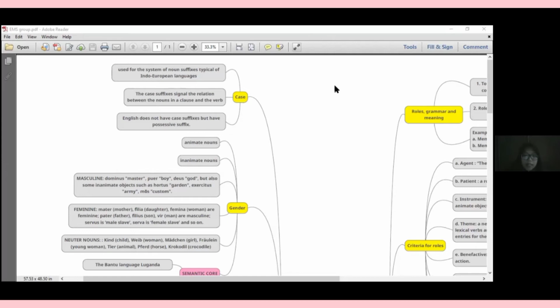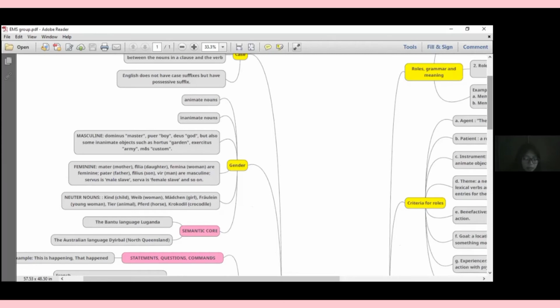And the next topic is gender. First is animate and inanimate nouns. And then the term masculine. The example comes from the Latin language: dominus, or master, for boy, goose, or god, but also some inanimate objects such as hortus, or garden, exercitus, or army, and mos, or custom.